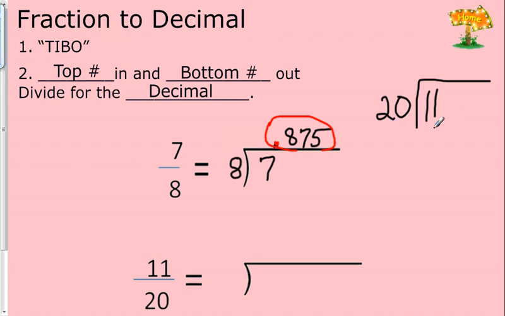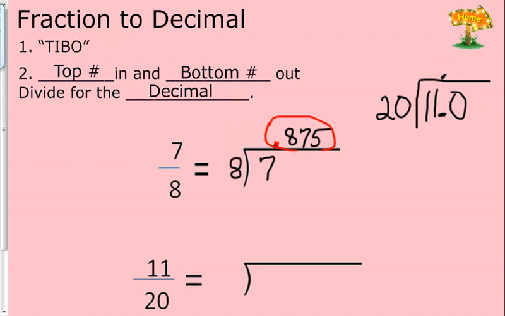20 cannot go into 11. So I'm going to have to add my decimal and my 0. And again, you might have watched the first one, but if you think you can go ahead and divide this one, go ahead and stop the video and do it by yourself first, and then just turn on the video to check your work. Okay, so I'm going to put my decimal up here.